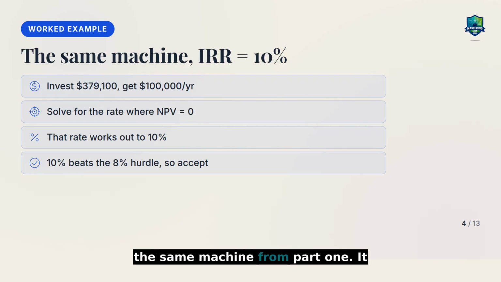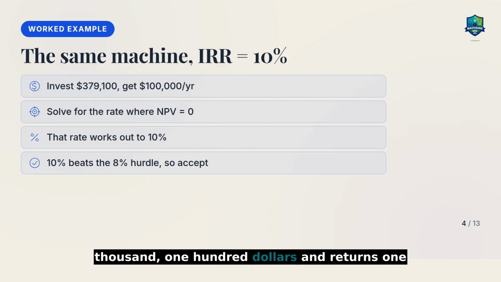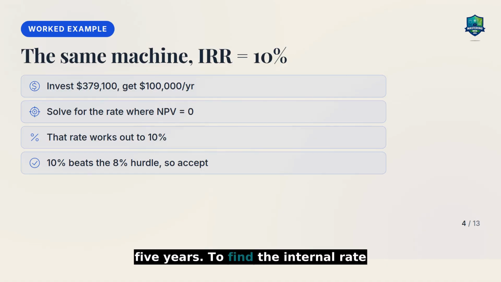Take the same machine from Part 1. It costs $379,100 and returns $100,000 a year for 5 years. To find the internal rate of return, we solve for the discount rate that drives net present value to zero. For this project, that rate is exactly 10%. Since 10% is higher than our 8% hurdle rate, the project is accepted, the same verdict NPV gave us. When you're evaluating a single project, NPV and internal rate of return almost always agree.